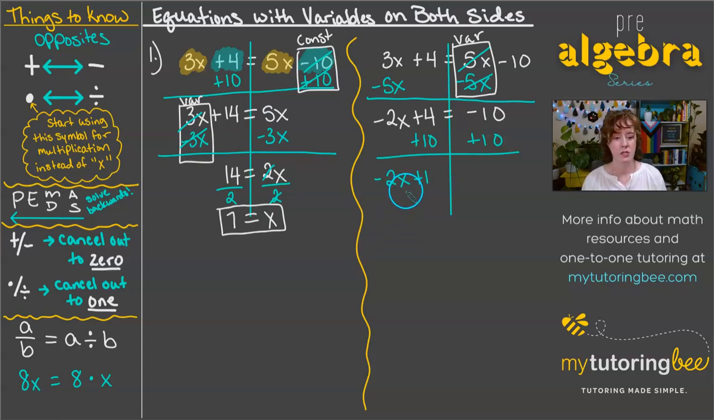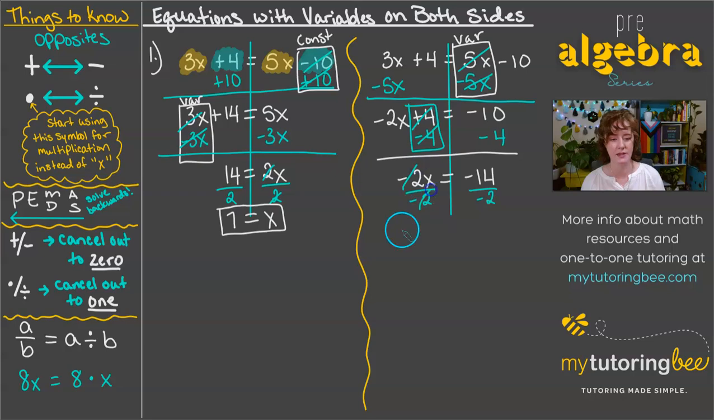So what we're going to do instead is cancel out that constant term on the left. So we're going to subtract 4, and that's going to cancel this out here. So then we've got negative 2x equals negative 14. And then our last step is to divide by negative 2, divide by negative 2. That's going to cancel out that negative 2, leaving us with just x. And so x equals negative divided by negative is a positive. 14 divided by 2 is 7. So you can see that we get the same solution.